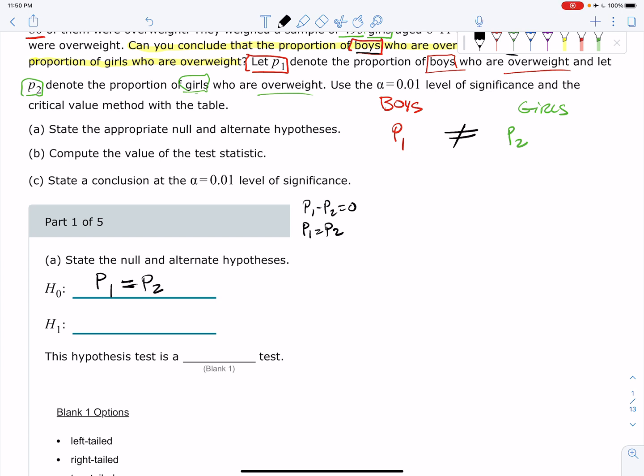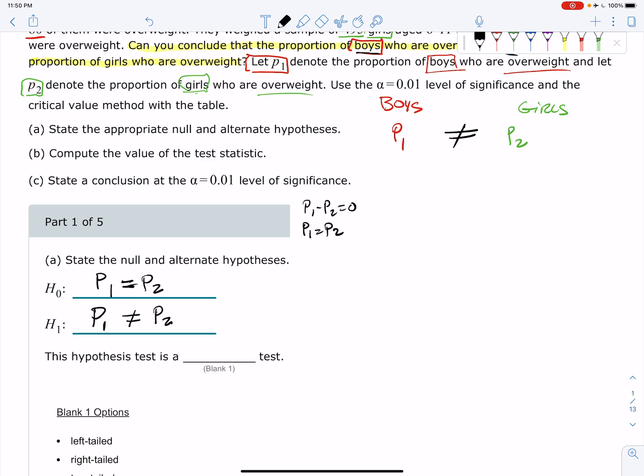In this case, differs. So first of all, we're going to assume that they're equal, and then we're going to do statistics to see if we could reject that null and go with this new idea that P1 differs or is not equal to P2.